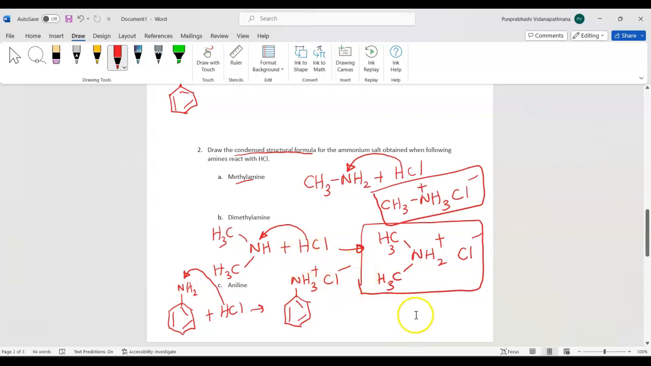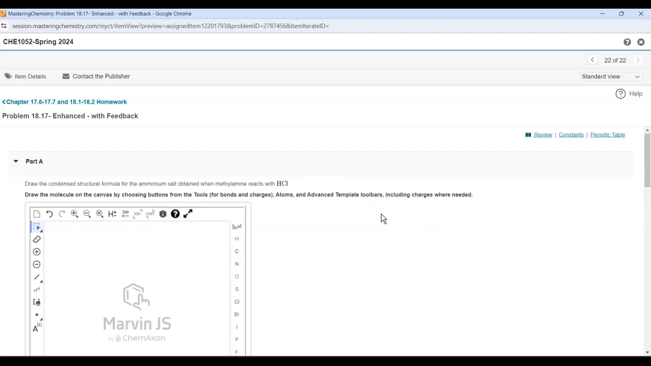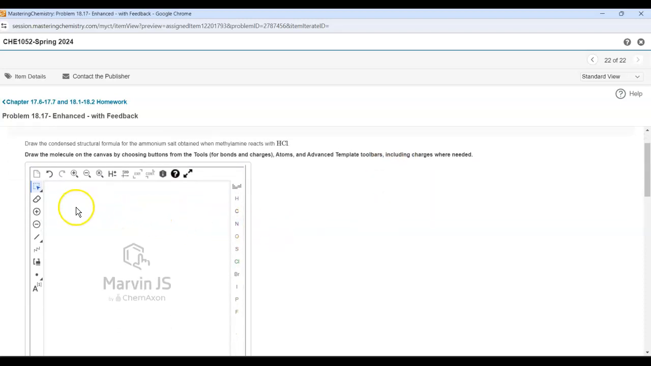At the same time, I want to go back to the homework problem. Okay, so this one is from your homework. So we'll see how to enter your answers correctly using the drawing tool. Draw the condensed structural formula for the ammonium salt obtained when methylamine reacts with hydrochloric acid. So we already discussed the answer. The methylamine, so this is asking for the condensed structural. So you just click this bond and then you get the ethane.